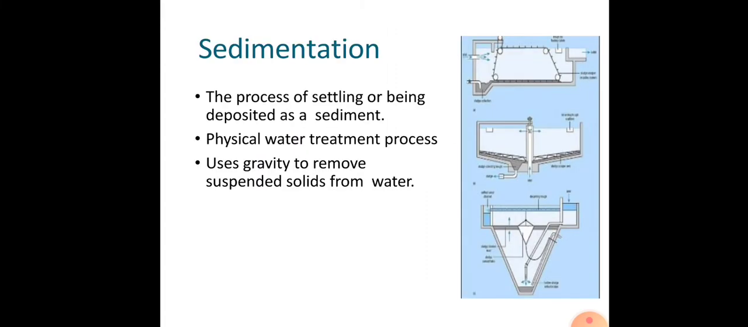Sedimentation has two types. One is plain sedimentation and the other is sedimentation with coagulation, which is also called clarification. Plain sedimentation is a process wherein the impurities are separated from the suspended fluid by the action of natural forces alone. We are not adding any external chemicals. The particles will naturally settle to the bottom by the force of gravity, and this process we call plain sedimentation.